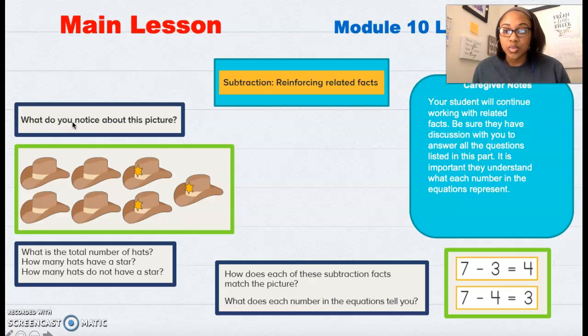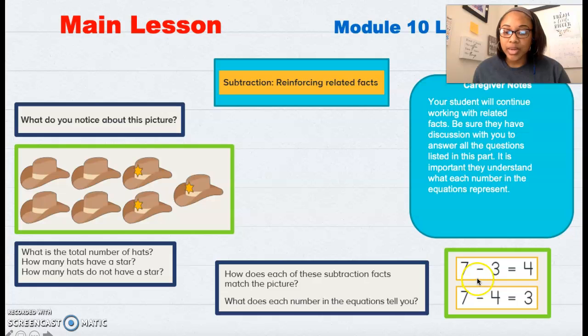So I used what I knew about this picture to help me answer these 3 questions below. Now I want to move over to these equations. I have 2 equations, and my first question says, how does each of these subtraction facts match the picture? Now I notice that in both of these equations, the number 7 is first. That is telling me that my total is 7. I have 7 hats in total.